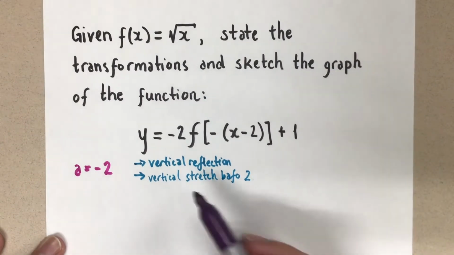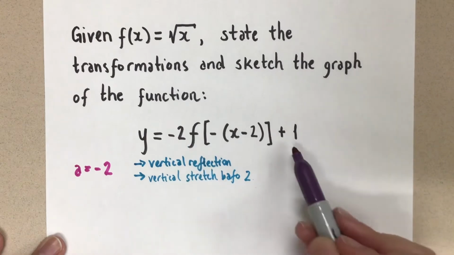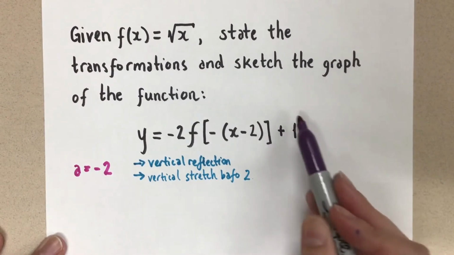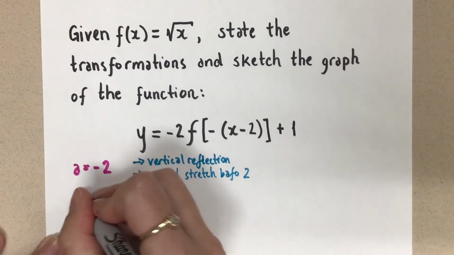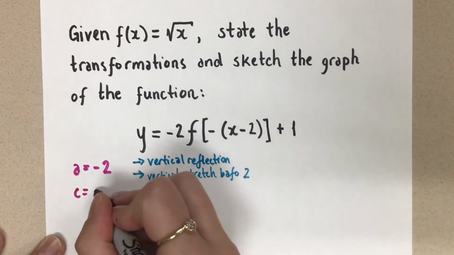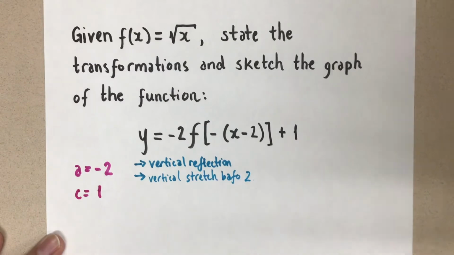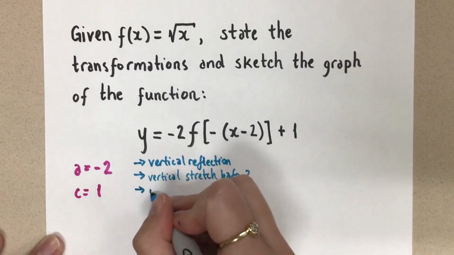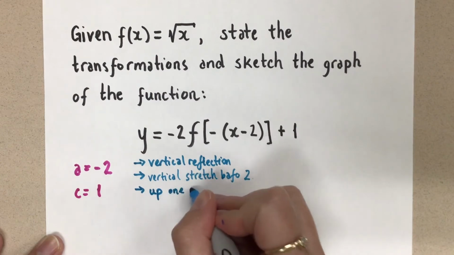All right, let's look at the next one. I'm going to actually go here because I like to do all my vertical transformations first. So this right here on the outside, that's a c value. And that tells us that we have a c value of +1. And to describe that transformation, we're going to have a vertical translation up 1 unit.